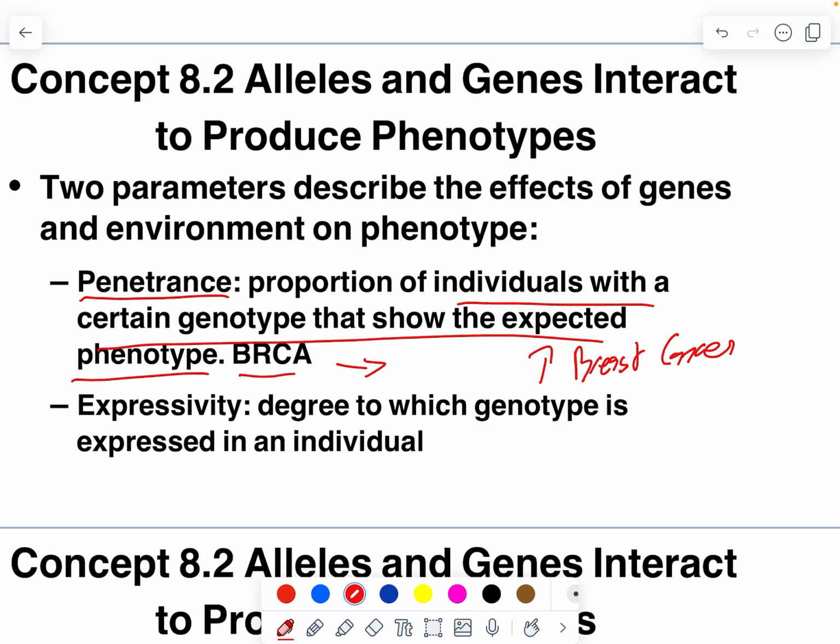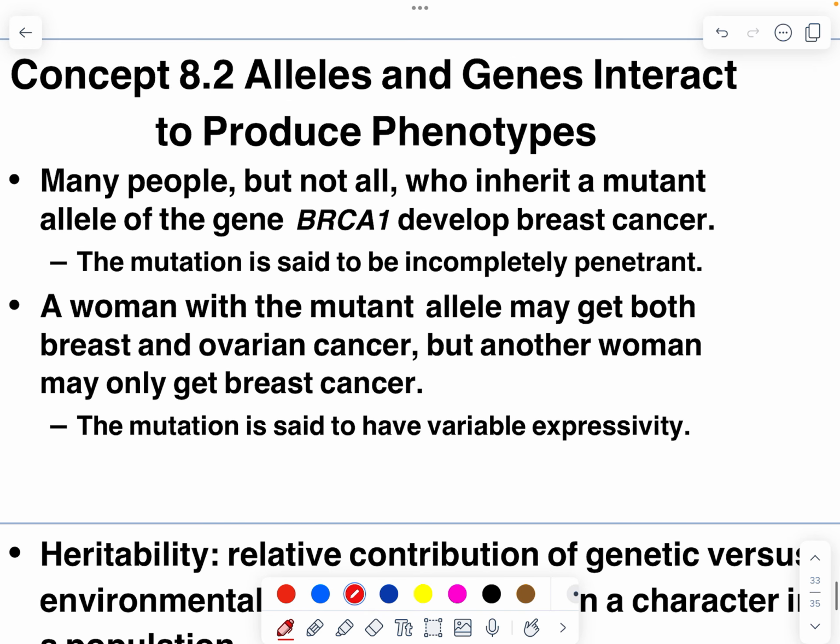But breast cancer risk goes up, but it's, again, not 100%, right? Penetrance, right? Sometimes people have similar mutations and one gets it really early on in life and one gets it later on in life and one maybe never gets it, right? And expressivity, nice, the degree to which a genotype is expressed in an individual. Many people, but not all who inherit a mutant gene of BRCA1 develop breast cancer. A woman with a mutant allele may get both breast and ovarian cancer, but another one may only get breast cancer. So that is an example of variable expressivity.